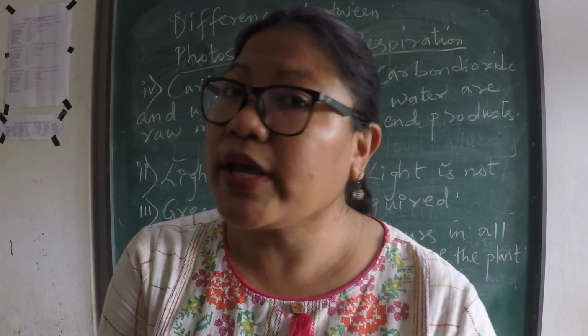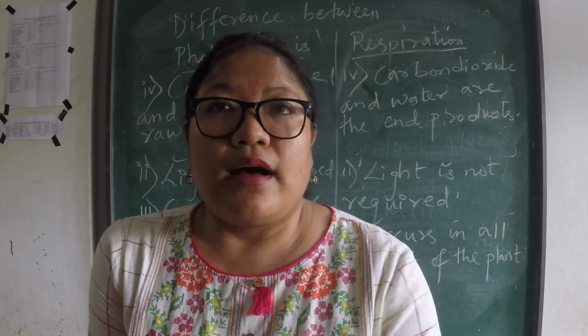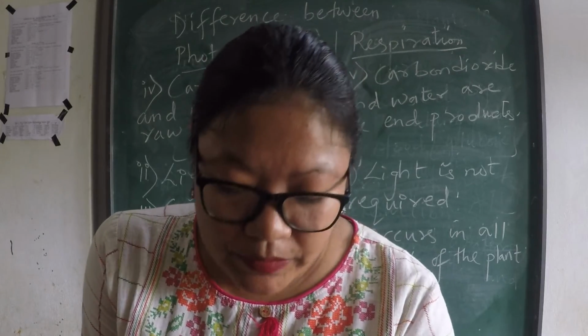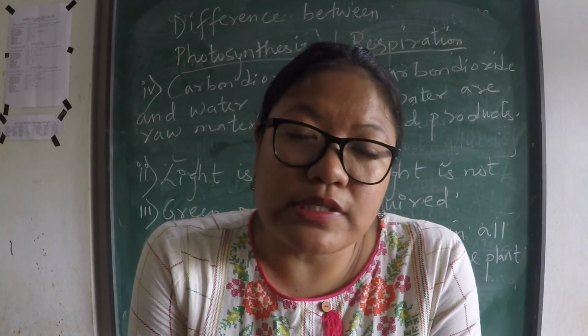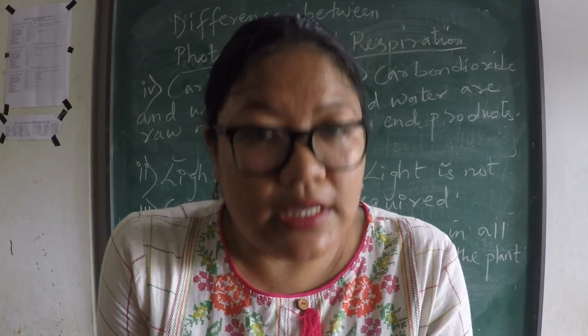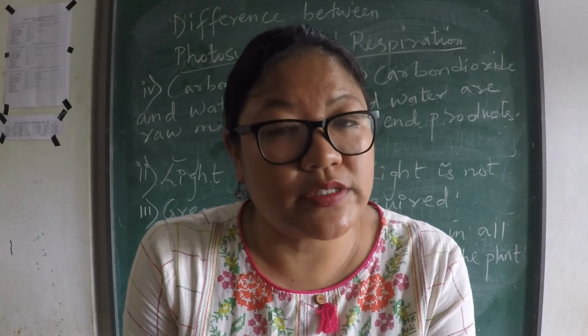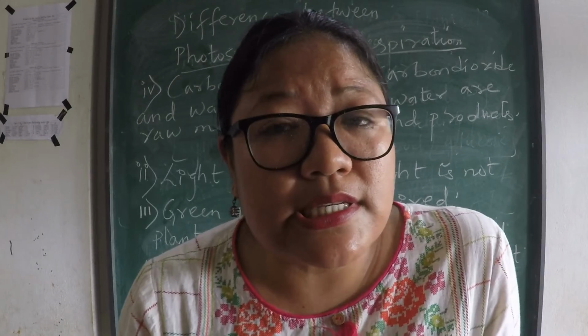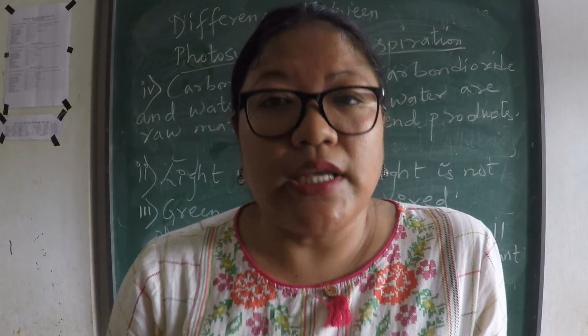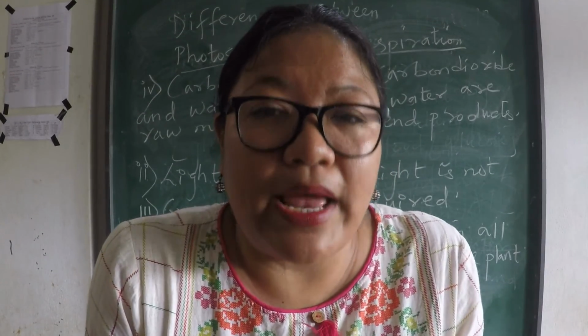Okay, therefore we can conclude that photosynthesis and respiration are maintaining a balance between them, because we know that in photosynthesis carbon dioxide is used and oxygen is released, and in respiration carbon dioxide is liberated and oxygen is used. What is used in photosynthesis is released in respiration, and what is released in respiration is used in photosynthesis. Therefore, it maintains a balance.